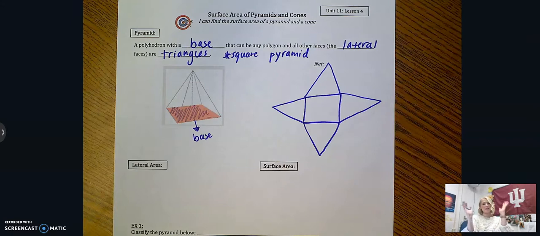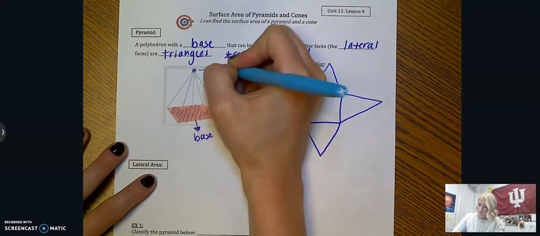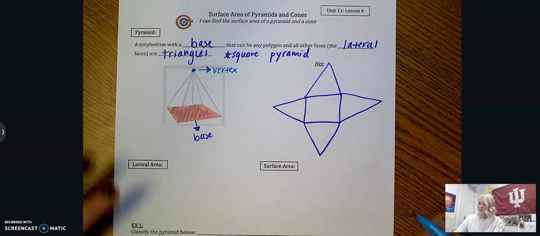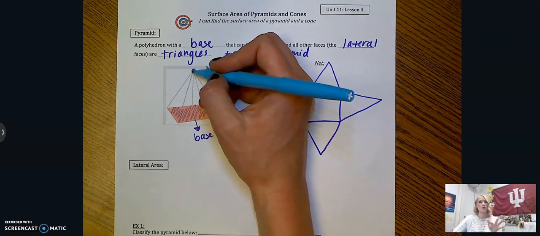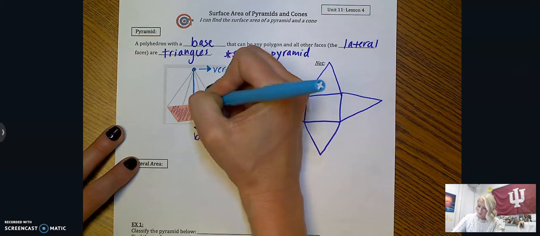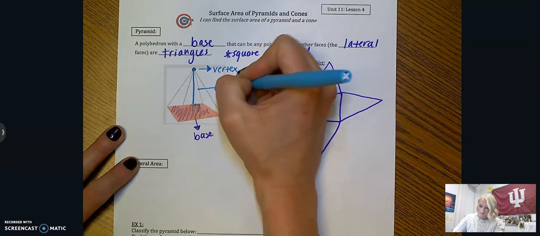Your triangular lateral faces all fold up and meet at a point at the top. That point is called the vertex of your pyramid. And then the only other thing I need to point out is there's kind of two heights in pyramids and in cones. One of them I'm gonna call the true height. It starts at the vertex and goes straight down, perpendicular to the base. That is called the height.